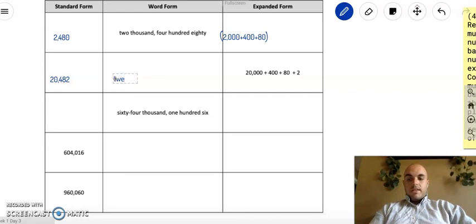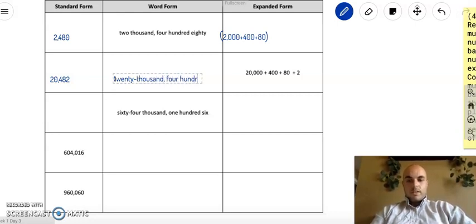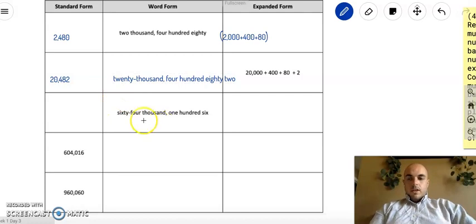So I'm going to type this in just like I said it out loud. 20,000. It's supposed to be a dash. There we go. 20,000. Not an underscore. Sorry about that. There we go. 1,482. Great.